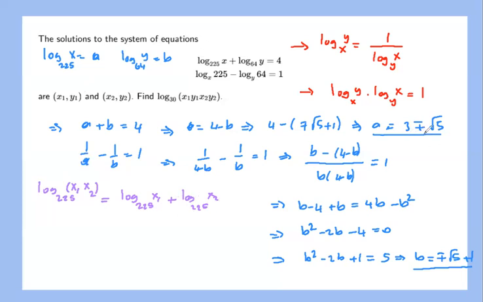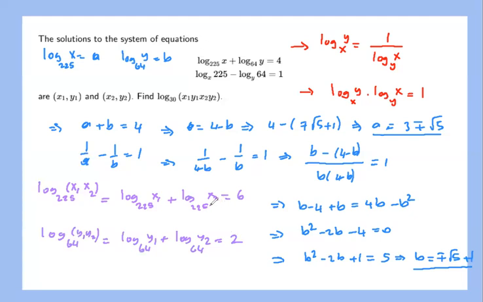If you add the A's, 3 plus root 5 and 3 minus root 5, this is equal to 6. And if you do the same thing with the next one, you will have the log base 64 of y, I will just write y1 and y2. With the same reasoning, you get log base 64 of y1 plus log base 64 of y2. And the result for B was this: 1 minus root 5 and 1 plus root 5. If you add them, you get 2. So that is going to be the answer.